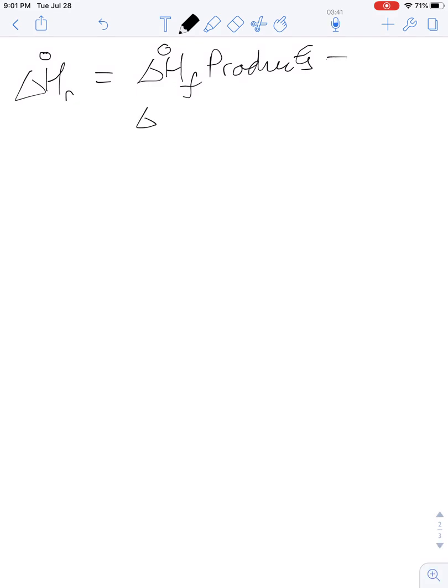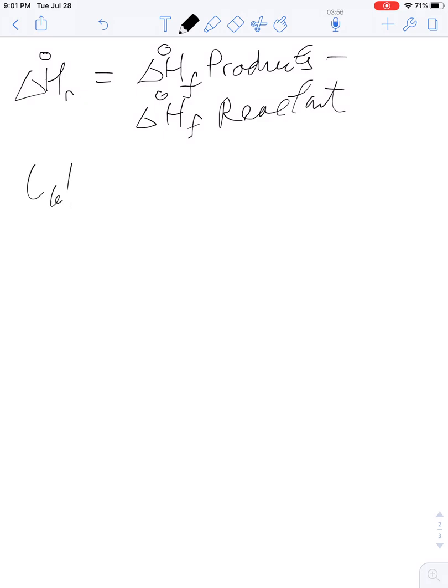Okay? To find the delta H, the amount of heat given off by a reaction, little r stands for reaction, you do the delta H of formations of the products minus the delta H of formation of the reactants. Okay, and for each individual product or reactant, you multiply them by their mole ratio. So this is pretty simple. We'll do an example with sugar.